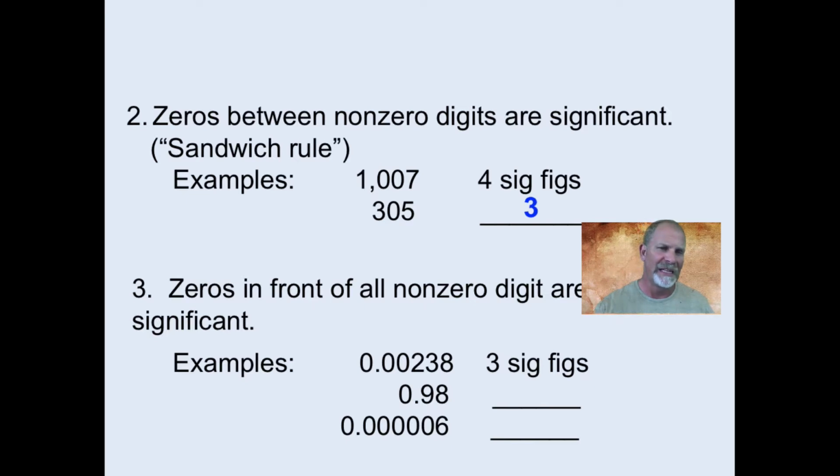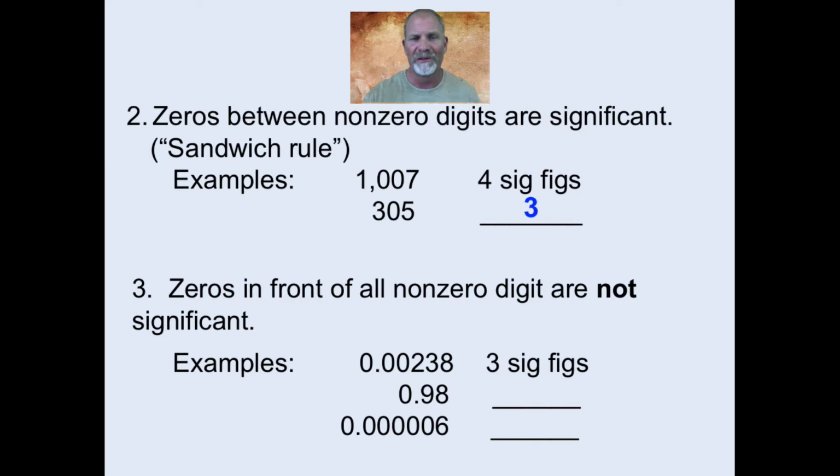Now here's the key aspect here, and really the only point where we're going to deal with zeros not being significant, and that's when they're out in front of a number. And when they're out in front of a number, they're actually just classified as placeholders. They have no significance. So in this situation, you see 0.00283. Well, the zeros are just placeholders. The 283 is my sig figs.